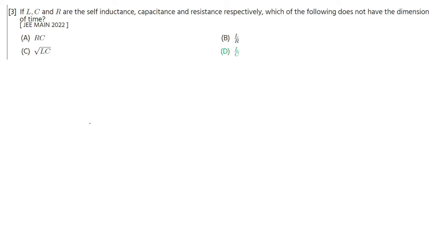So here, children, if you try to substitute the dimensions of inductance, capacitance and resistance, and multiply R into C, and L by R, and root LC, and L by C, you will get the dimensions of time in each of the first three options, but you will not get the dimensions of time in L divided by C. So that is the reason why we are going to choose option D. L by C does not have the dimensions of time.